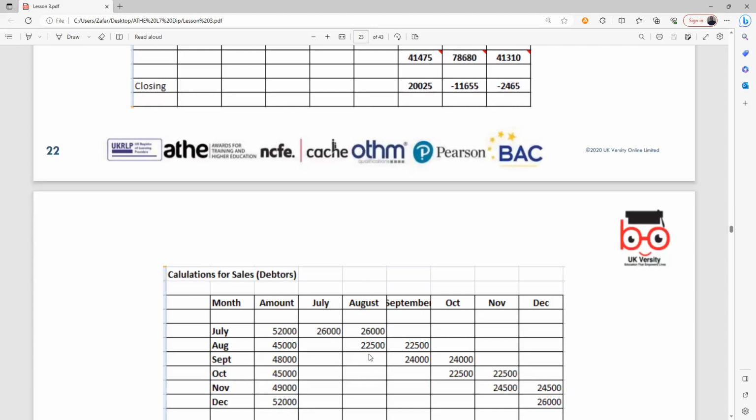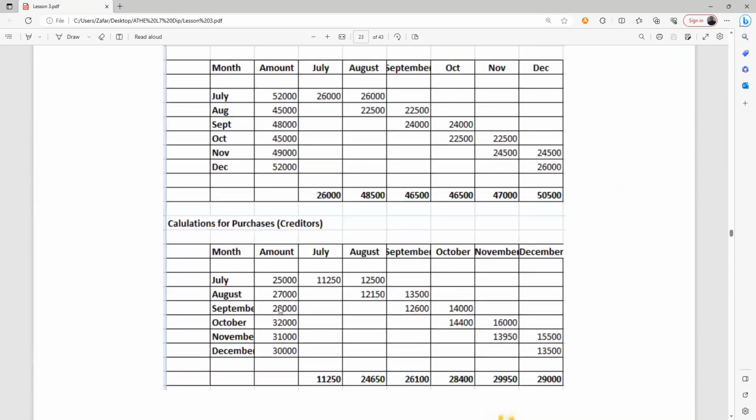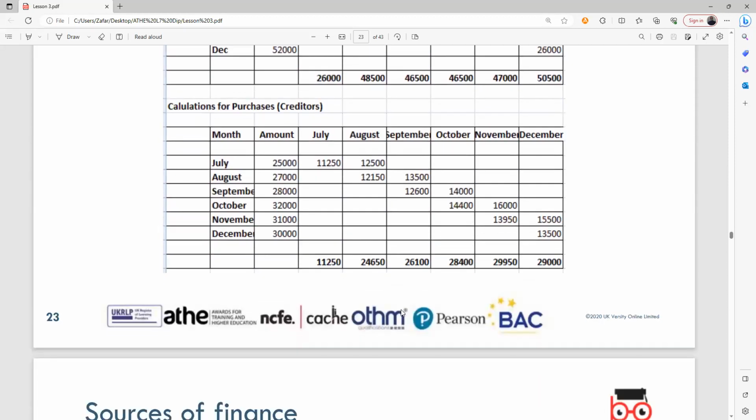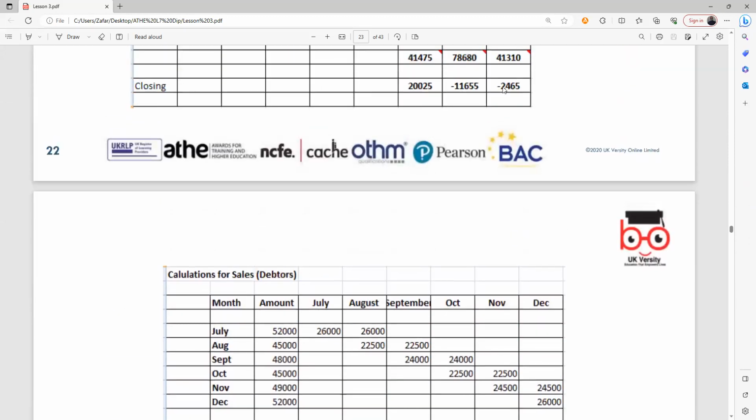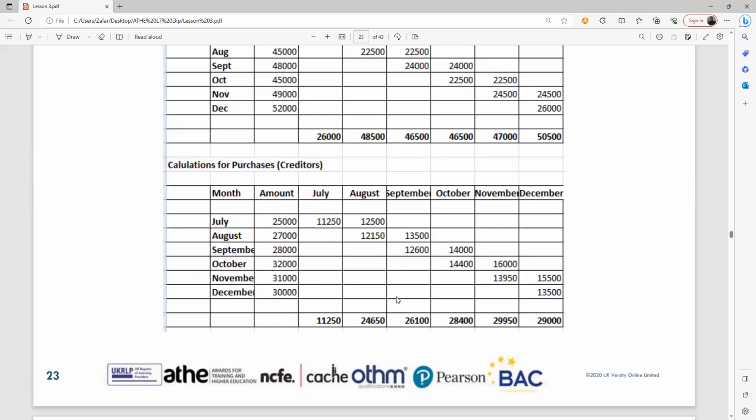And these are the calculations that you have to do in order to calculate your cash coming in: calculation by sales and calculation by purchases. The workings have been shown for you. Now we want to know why this minus 2,465 has gone overdrawn, or why we are short of cash. This is where the budget comes in. This is the purpose of planning, and we want to know how we can cater for this.